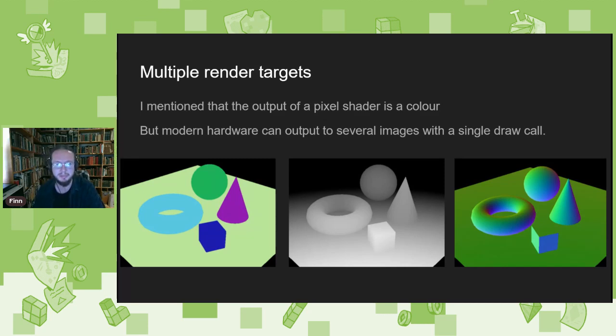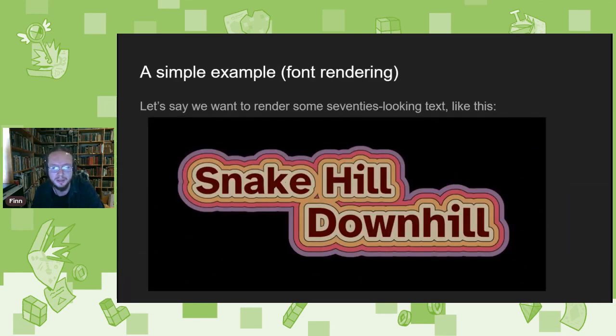Now I'm going to talk about some particular examples. These examples are all drawn from random projects of mine, not because my projects are particularly interesting, but because I have unambiguous access and rights to publish imagery from them. So this is a game jam game I'm working on at the moment called Snake Hill Downhill. And say we want to render some text that looks kind of like 70s, this look I've got going on here. How would we do this?